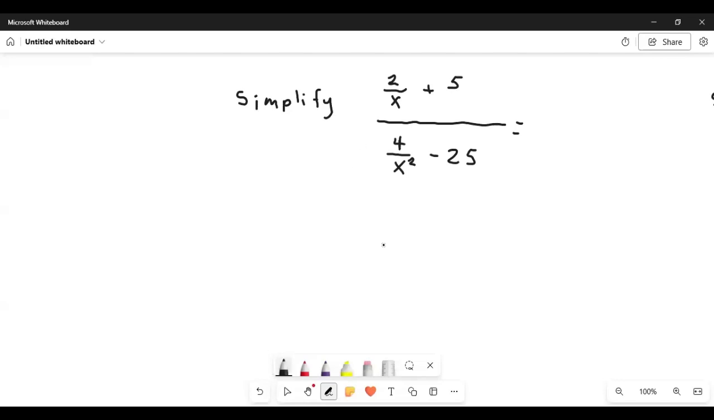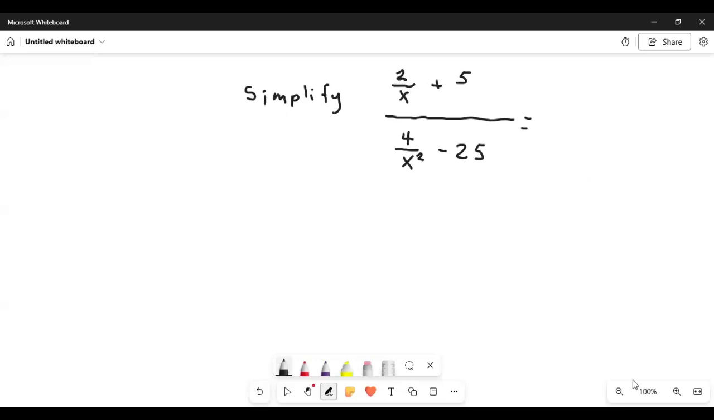Hello, in this video, we are going to simplify a complex fraction using two different methods. The first method doesn't require learning anything new, but it also takes longer. The second method requires learning something new, but it's faster. Both methods will result in the same answer.